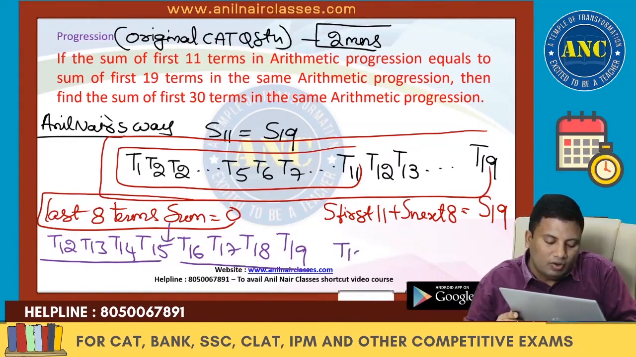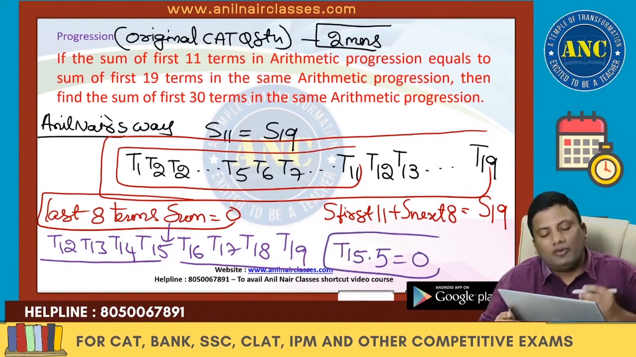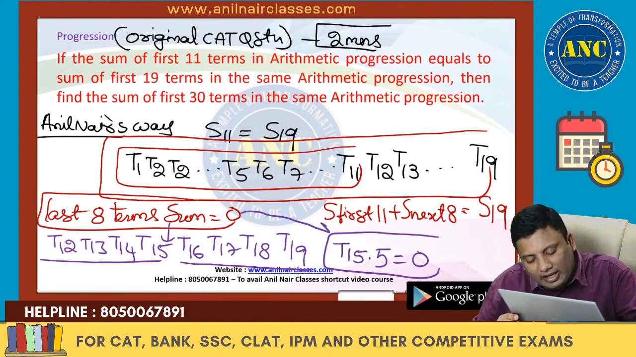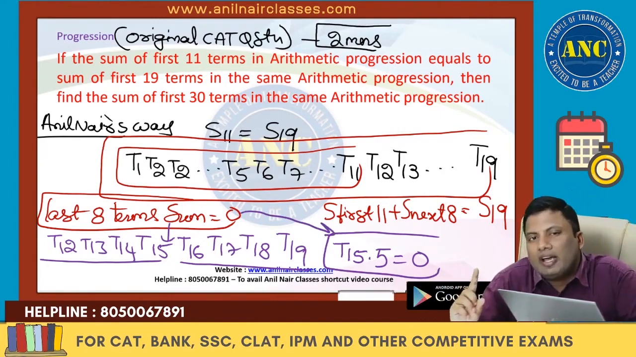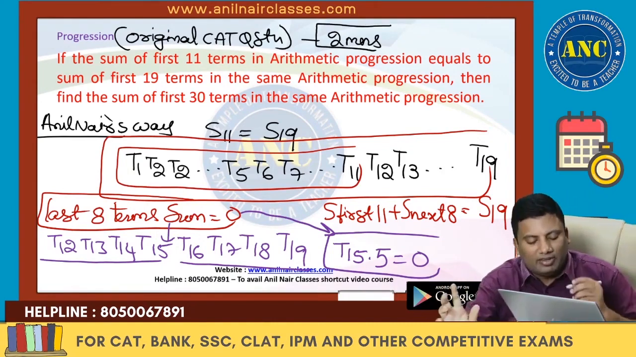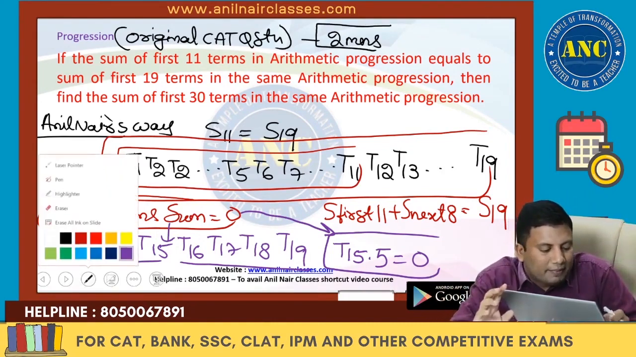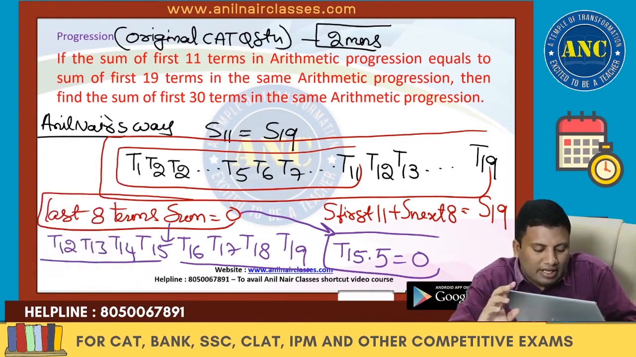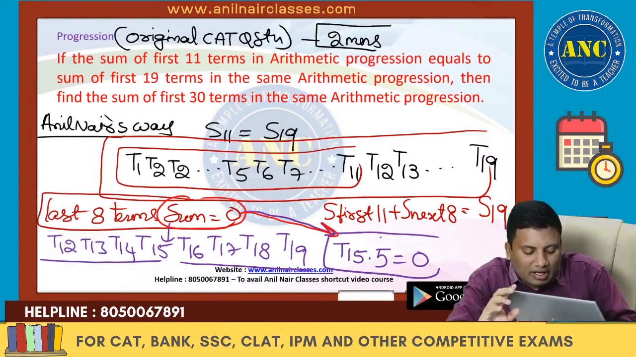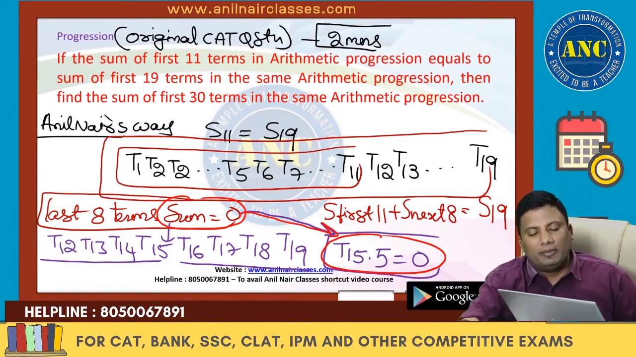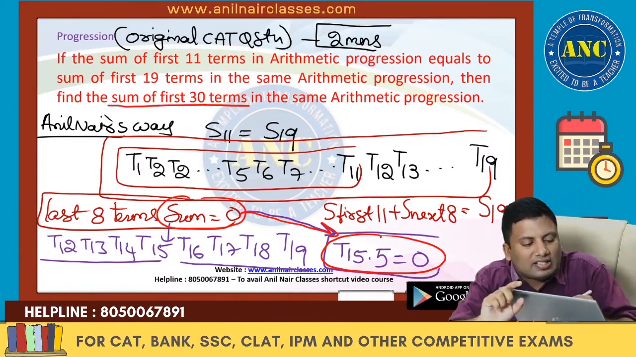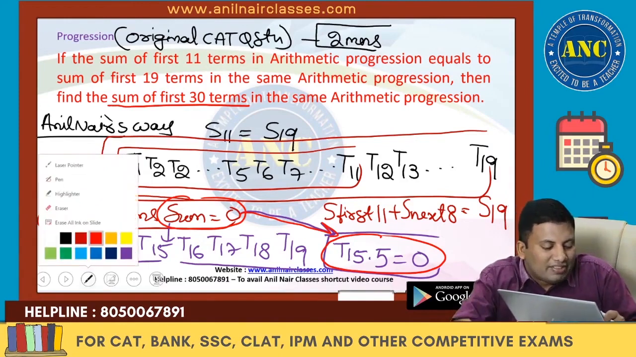What is the middle value? T15.5. It is 0. Why will the middle value be 0? Because the sum is 0. Middle value is nothing but the average. Average is given by sum of the quantities divided by number of the quantities. If the sum is 0, average of the last 8 terms will be 0, which means T15.5 will be 0. Now what is the question that he is asking? Sum of the first 30 terms.